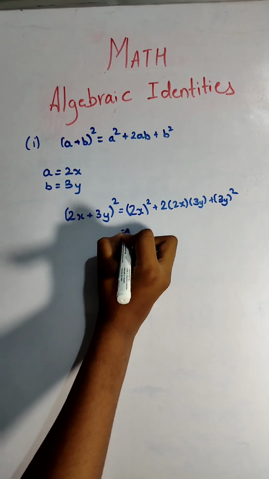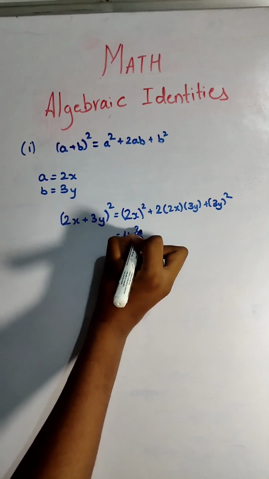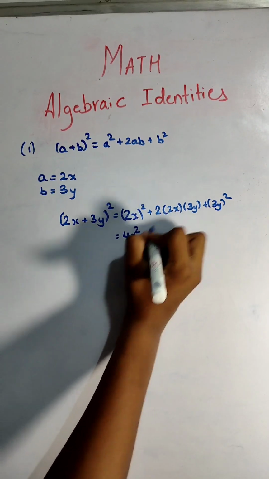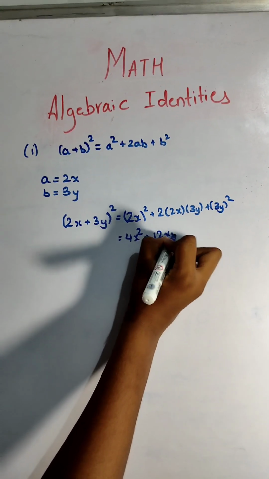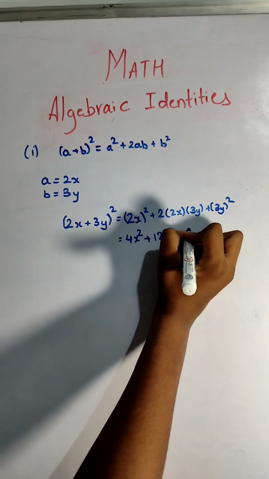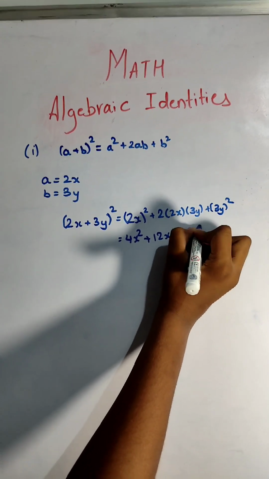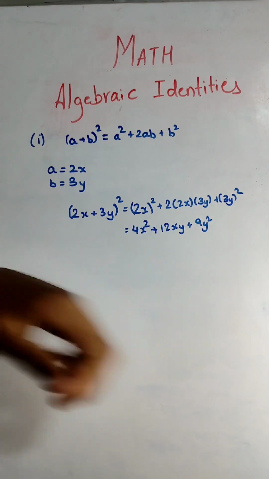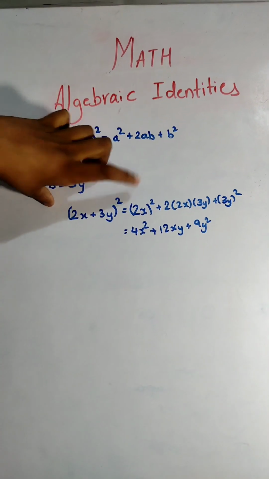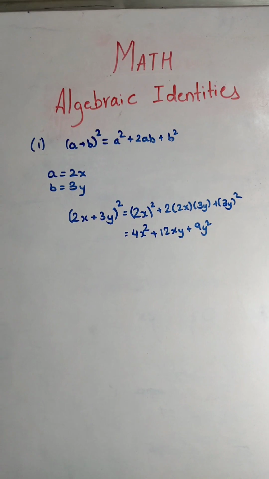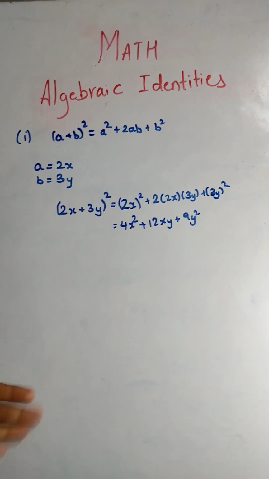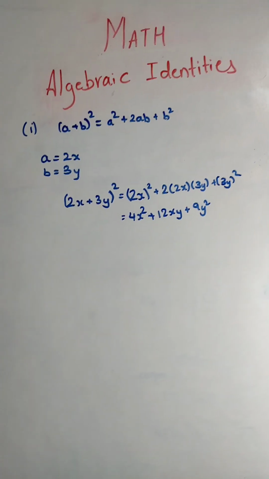So all we have to do right now is get 4x square, because we have to put the square on x, plus 12xy plus 9y square. So this is the final answer. If we do the larger method, it's going to take more steps and of course more time. So this is just a super quick and simple way to solve this expression.